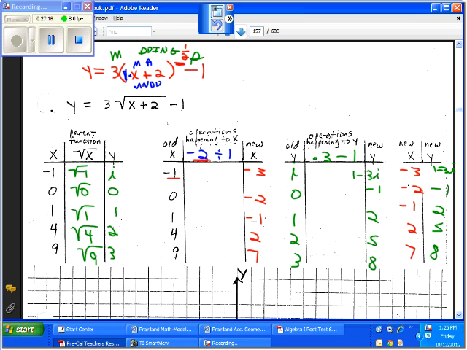And I'll let you catch up. You just have to do the work. Do the math. Everybody catching up? I'll give you a few more seconds. And then we're going to graph these.